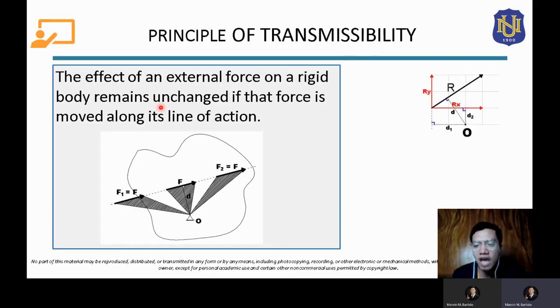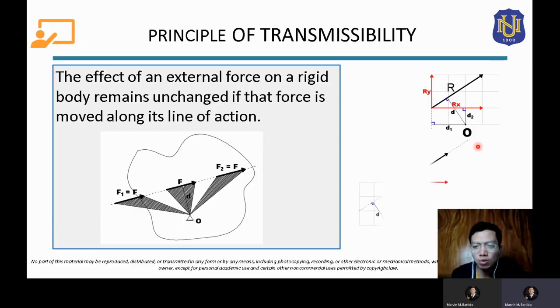So let's say we have here the illustration that we used from our previous slide. Let's say we have here force R. This force R has these component forces, right? And its line of action will be the line where this force R is applied. And its moment will be R times d, right?